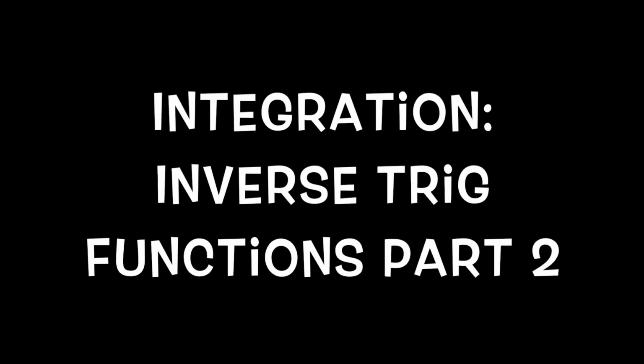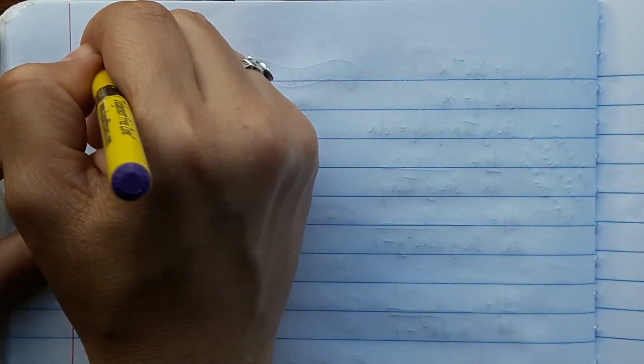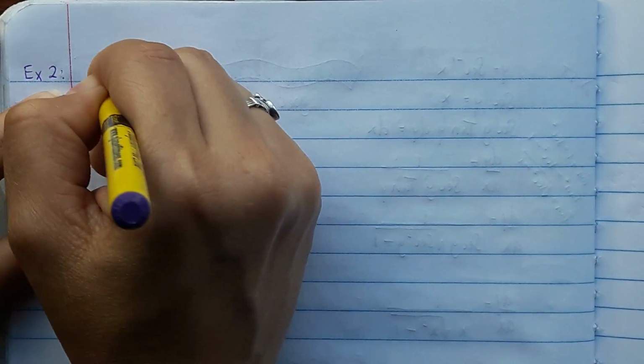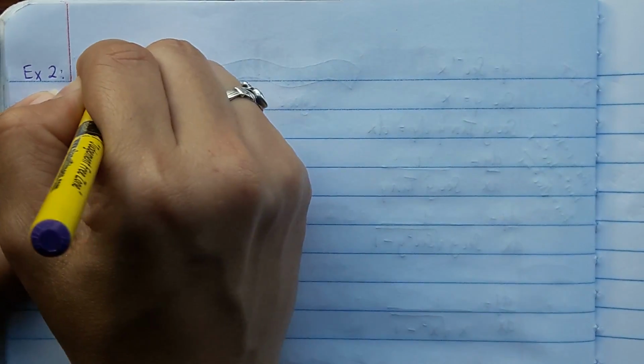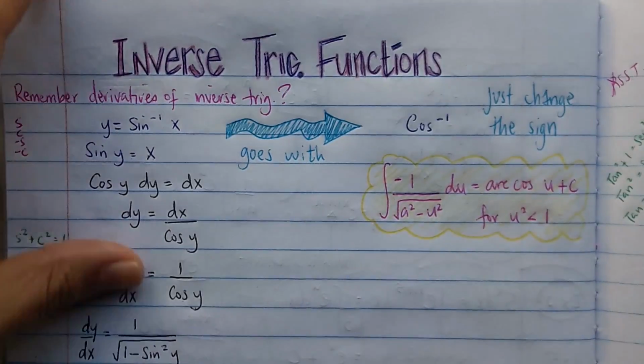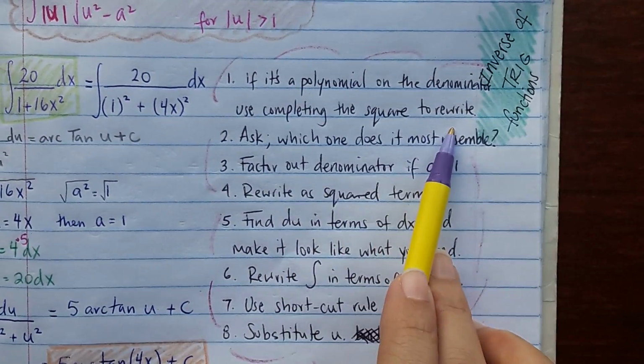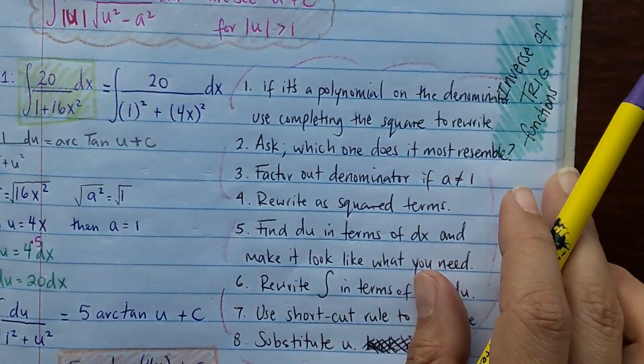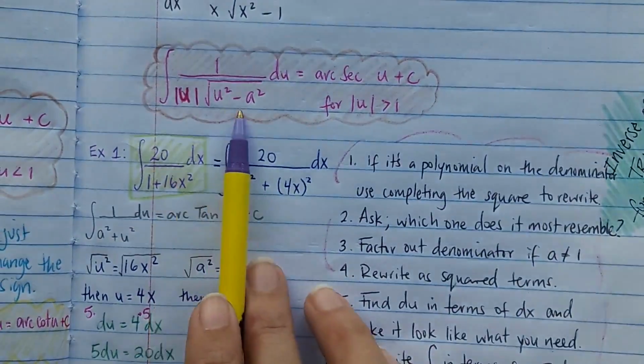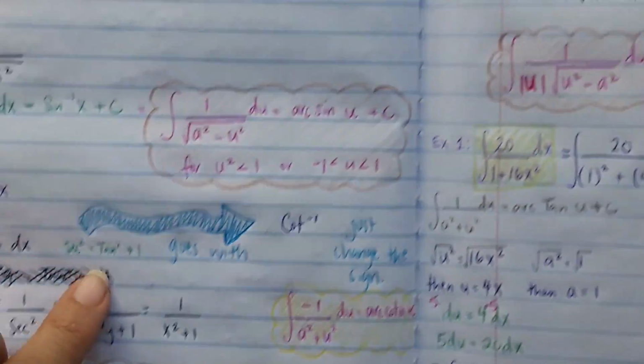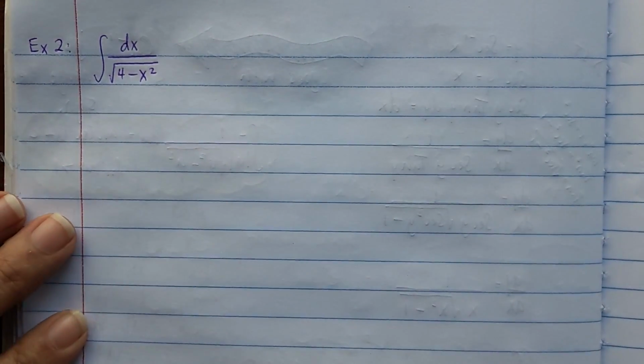Take a look at some more examples at integrating inverse trig. So let's say we had the integral of dx over the square root of 4 minus x squared. Just like before, if it's a polynomial denominator, complete the square, but if not, ask what it looks like. Looking at all the options that we have, it looks like that. So we're going to write that down.